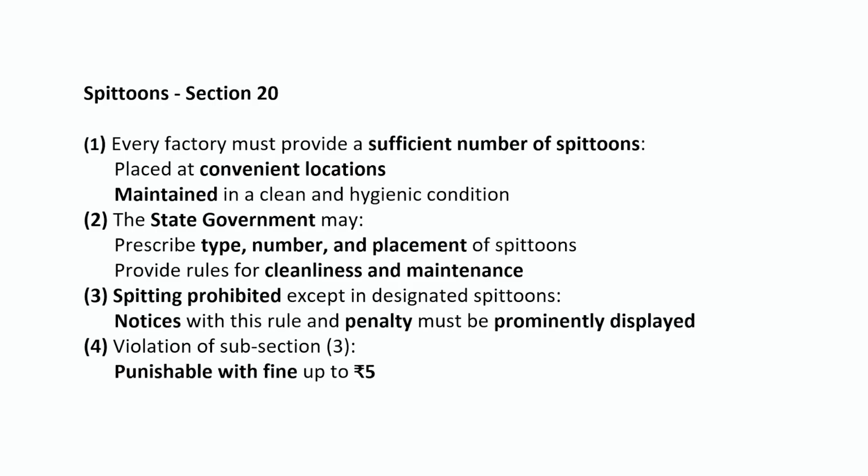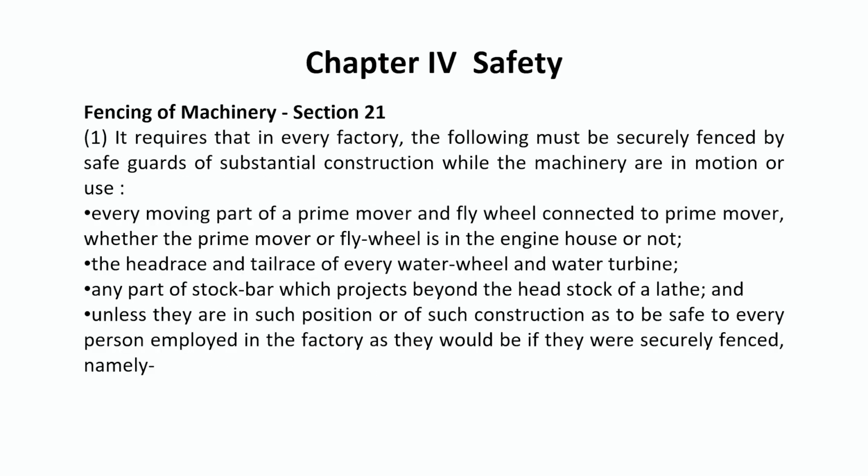And for this, the state government may prescribe the type and the placement of the spittoons, and they have to be clean and properly maintained. If someone does not comply, then a penalty can be imposed. But unfortunately, the penalty is only 5 rupees. After that, we have the provisions for safety. So chapter 4 talks about the safety provisions.